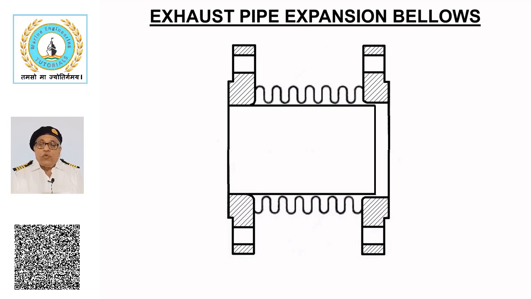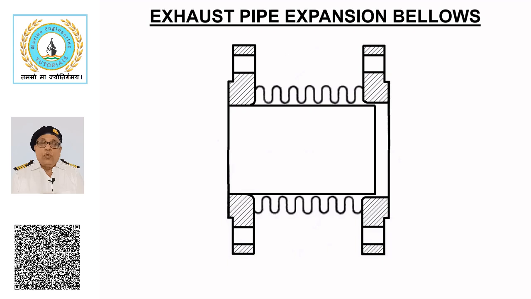Auxiliary engines use the pulse system of turbocharging, which requires combining exhaust gas from cylinders, usually in two groups. The exhaust pipes between the engine and turbocharger require bellows to compensate for thermal expansion and contraction.